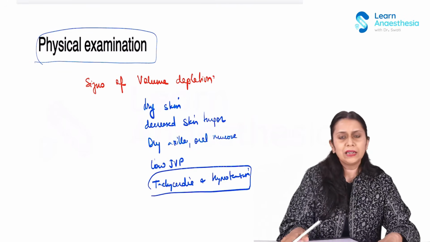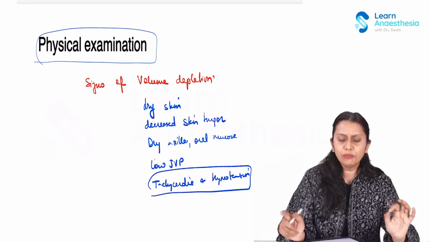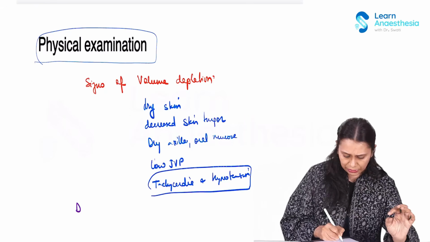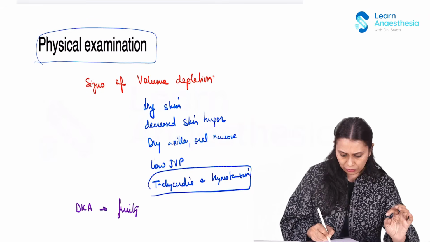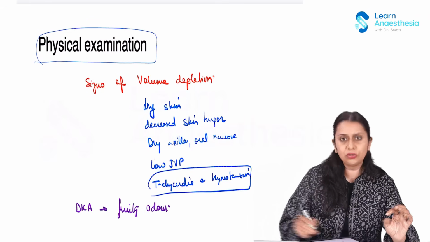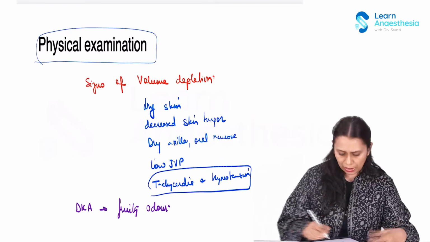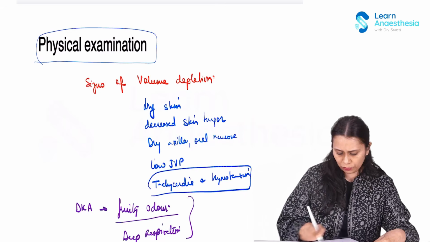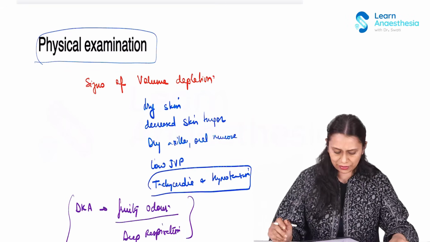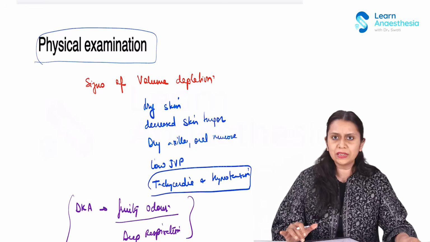And as I said, in DKA, the patient will have a fruity breath. So in diabetic ketoacidosis, the patient will have fruity odor because of the ketones which are getting excreted. And the patient will have deep respiration, which we call Kussmaul's breathing or Kussmaul's respiration, which I already discussed. So this is what we will see in physical examination.